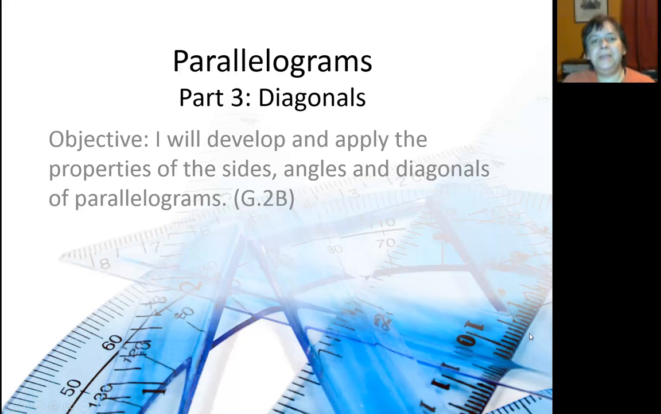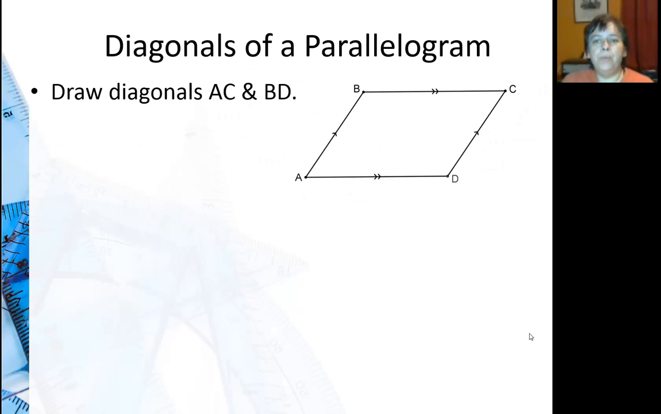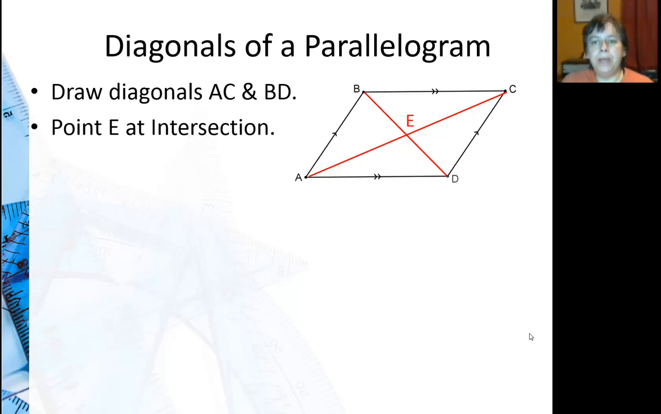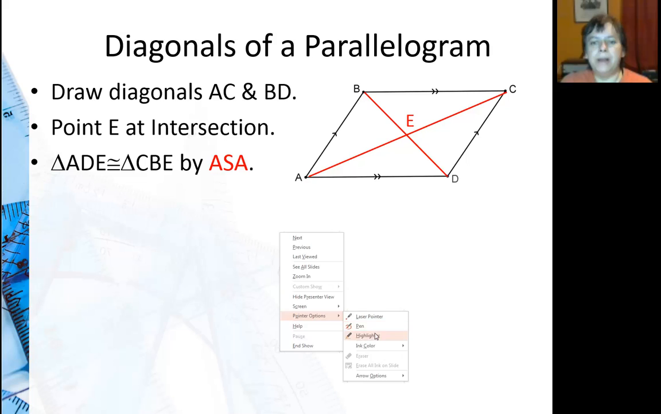Now we'll take a look at the diagonals of a parallelogram. So we're going to draw the diagonals AC and BD. And I'm going to put a point E at the intersection. Now I know that triangle ADE, this bottom one right here, and let me go ahead and highlight it.